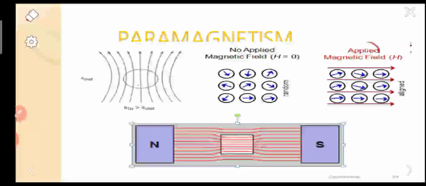So the next classification is paramagnetism. Sorry for the invisibility, I will rectify it in upcoming lectures. So paramagnetism is another classification. If we look at the two images, we can simply understand.